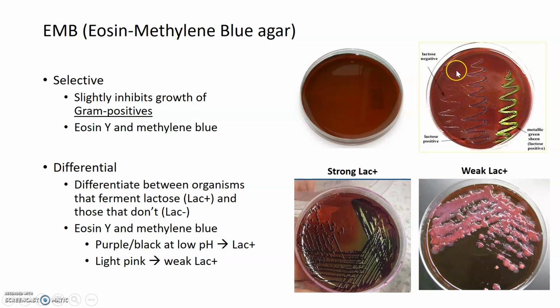And non-lactose fermenters will have no color at all, as you can see up here in the top right. And so EMB is selective for gram-negative bacteria, and then differential for lactose fermentation.